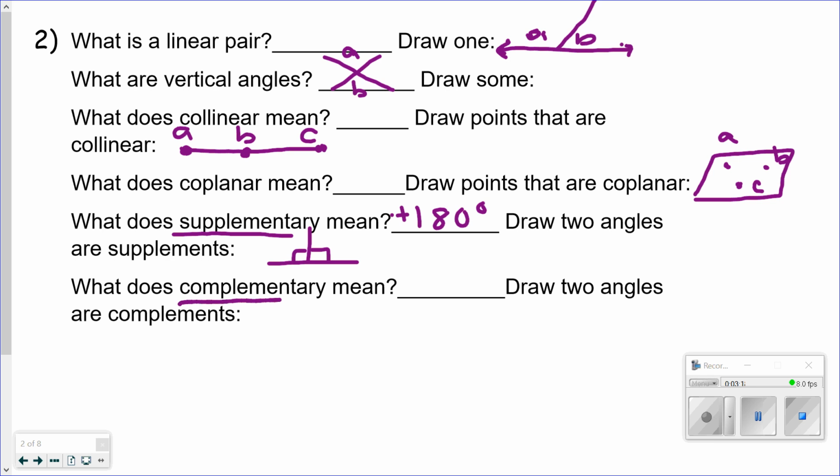And finally, complementary. Complementary angles mean that they add up to 90 degrees. And if we want to draw complementary angles, let's call this one 45. And this one 45, we know that 45 plus 45 is equal to 90.